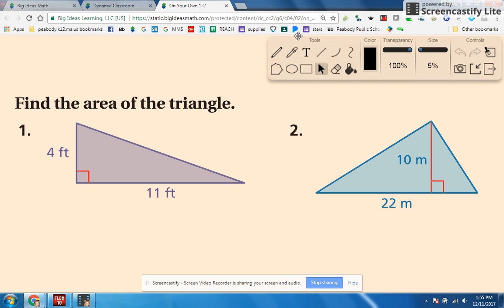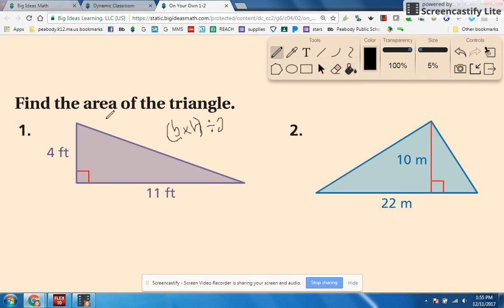So I'm going to try one of these for you and then see if you can figure out the other one. So we have two triangles here. The formula for a triangle, again, is base times height divided by 2. You're dividing it by 2 because this is derived from the area formula of a rectangle. Since a triangle is half of a rectangle, you basically do the same formula, but you cut it in half.